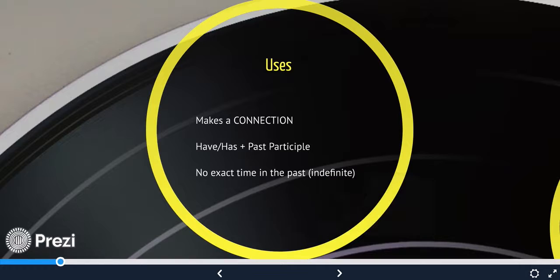There's no exact time in the past. I can say I have been to many concerts. It can be multiple concerts, but I didn't say exactly when. I went to a concert in 2014. That becomes a specific time, so I need the simple past.